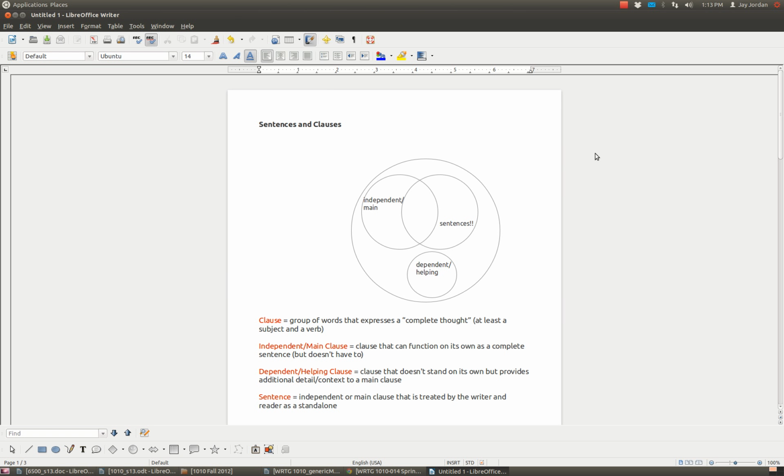A lot of us probably learned throughout school that a sentence is a group of words that expresses a complete thought and has a period at the end. That's true in at least some parts, but there's a little bit of nuance to the idea of what a sentence is that you need to know about, I think, in order to make sentences that are not only grammatically correct, but also stylistically appropriate.